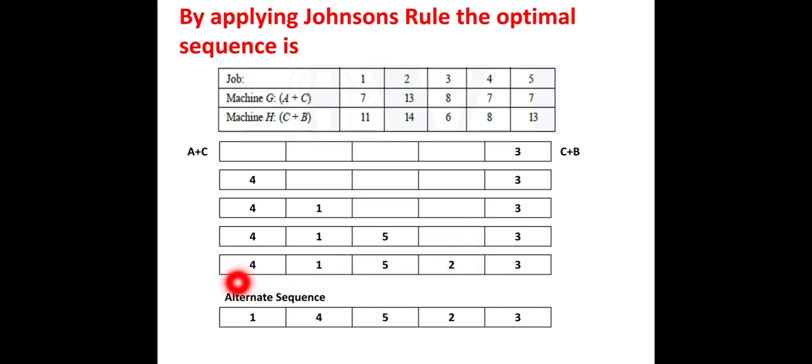The alternate sequence will be, job 3 we have already taken here. As per first come first served, I will consider job 1 first, followed by job 4, followed by job 5, and finally I am left with 2. This also you can do, but the earlier sequence will give you a better result.